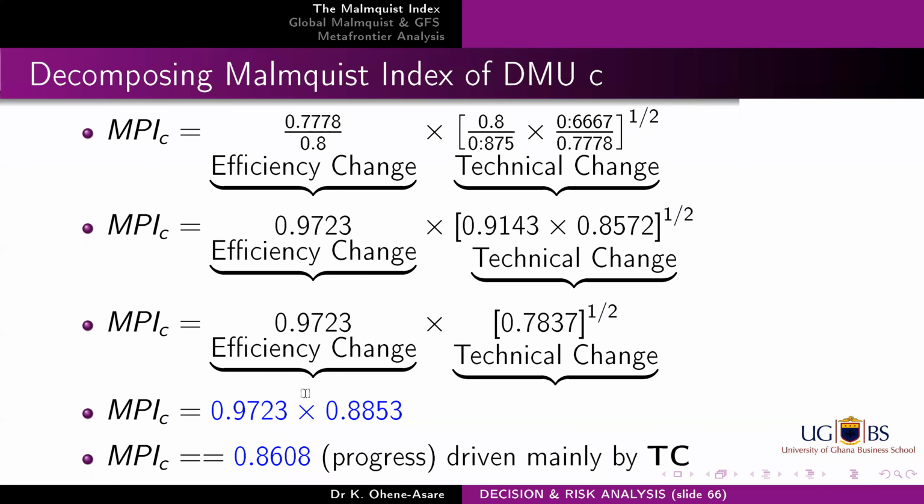Okay, so look at this sentence. It says that progress is driven mainly by technical change. Technical change is the one driving the progress, but it's important to give the exact value, like we give 13%. So that is it.